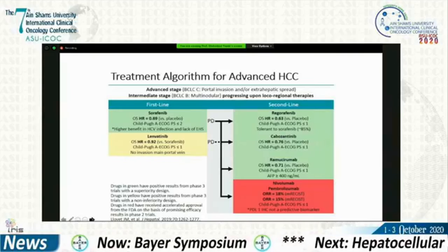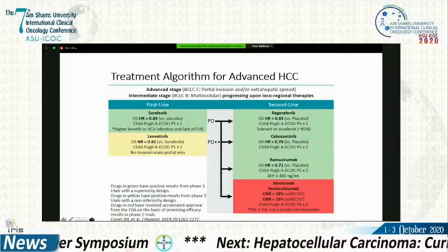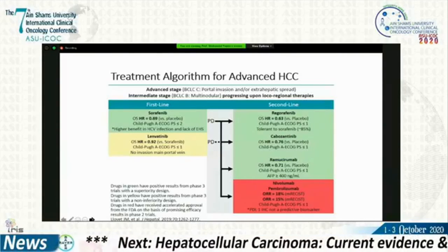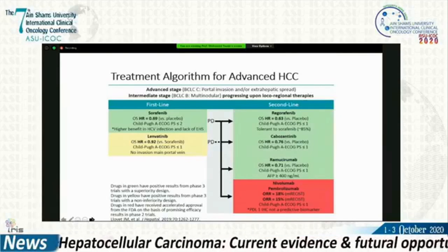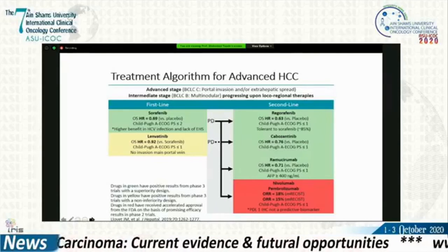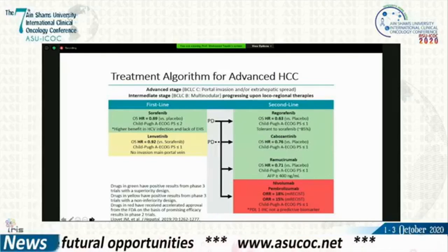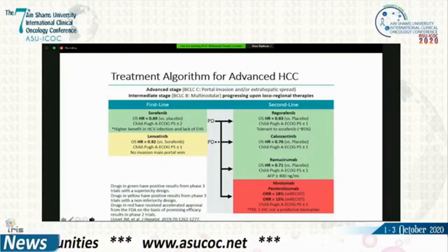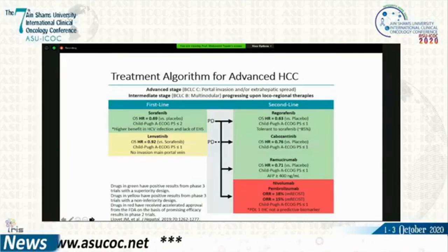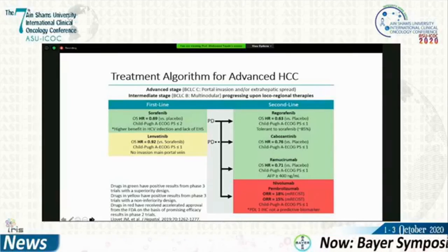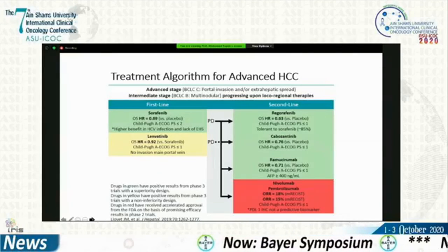Here, as I show you, is the treatment algorithm for advanced HCC. In first line, we have sorafenib, we have lenvatinib, and we have recently atezolizumab as first line. In second line, we have regorafenib, cabozantinib, ramucirumab, and nivo and pembro, and nivo plus ipi. What is very interesting here is that the approval of sorafenib and regorafenib, cabozantinib, and ramucirumab was based on phase 3 trials with a superiority design.